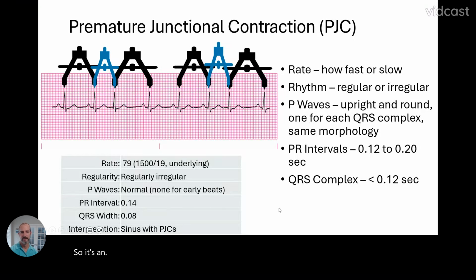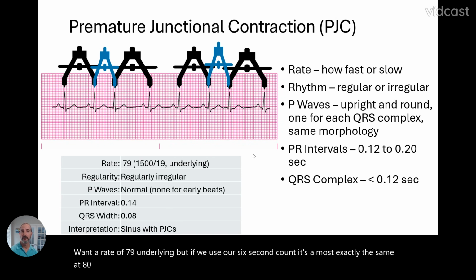I measured the distances in between here, the distances here and there, and I got 19 small boxes apart. So I'm calling this a rate of 79 underlying, but if we use our 6-second count, it's almost exactly the same at 80, correct?